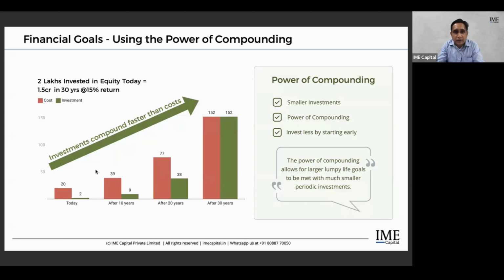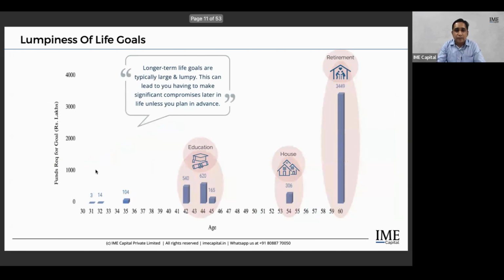The earlier you start investing for your goals, the less you have to invest, because the power of compounding really helps ensure that you can meet much more aggressive goals over the longer term with much smaller investments at this point in time. Now, why is this important?